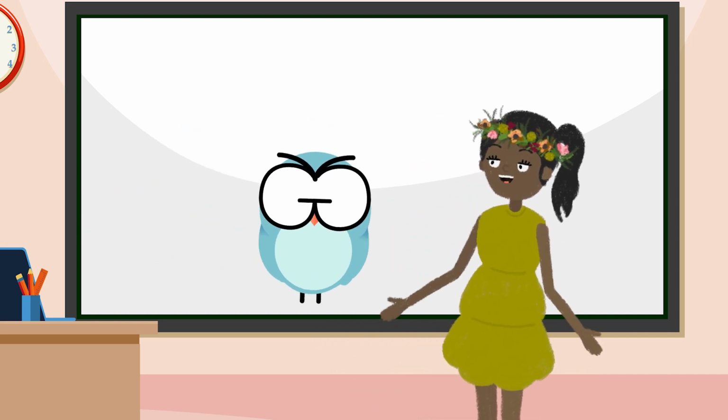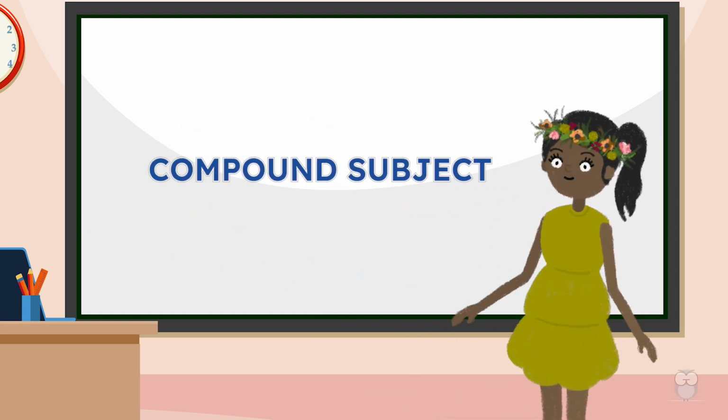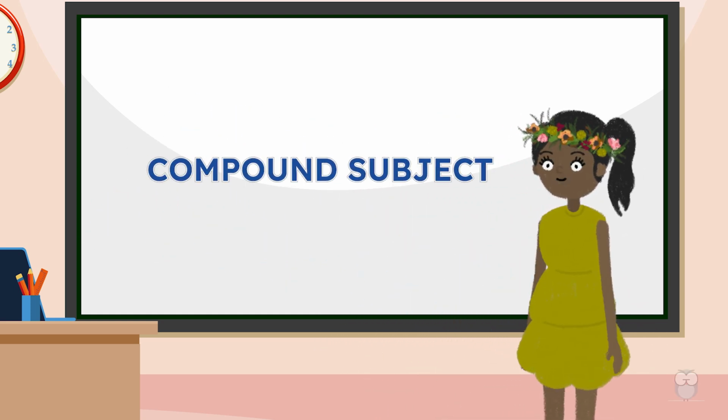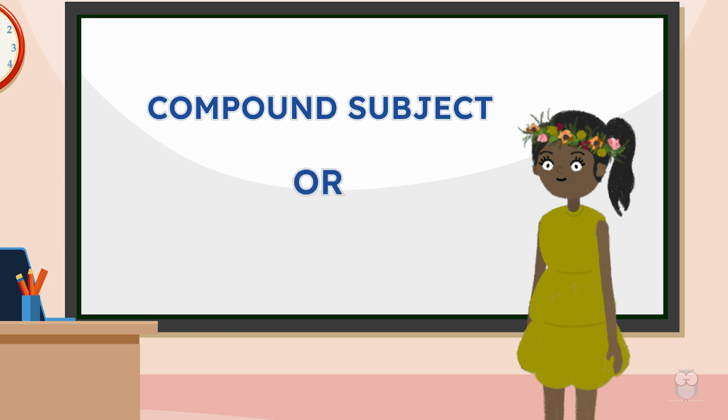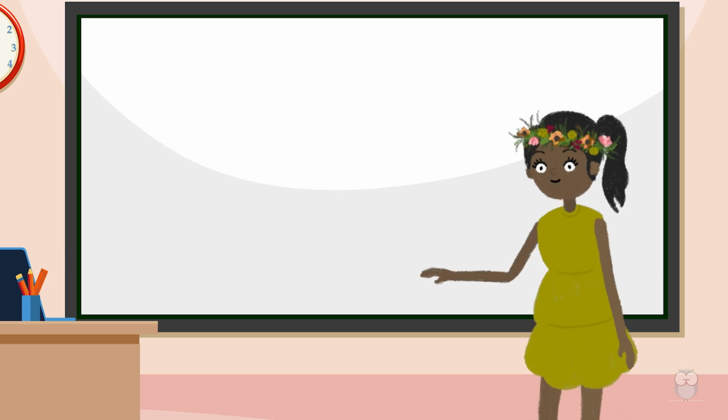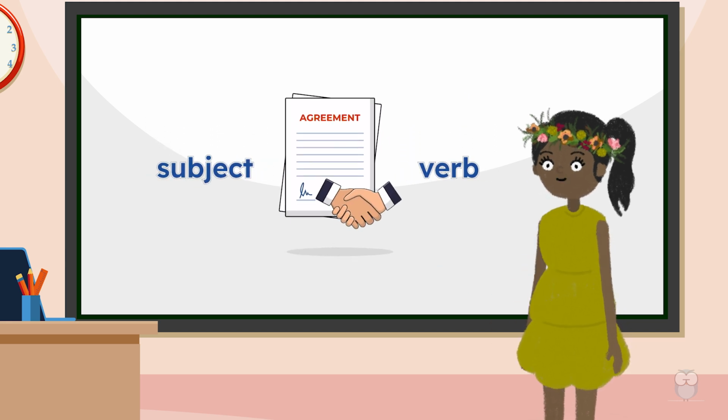Everybody! Let's talk about what to do when you have a compound subject. That's two or more subjects that are joined by the word or. It has a lot to do with what we call subject-verb agreement, so let's review that idea first.